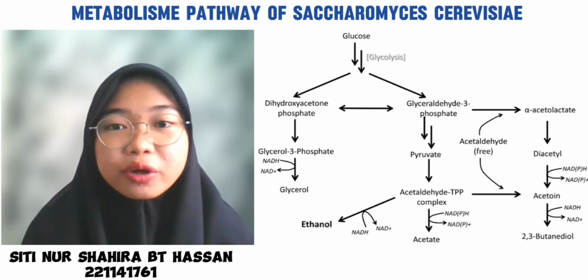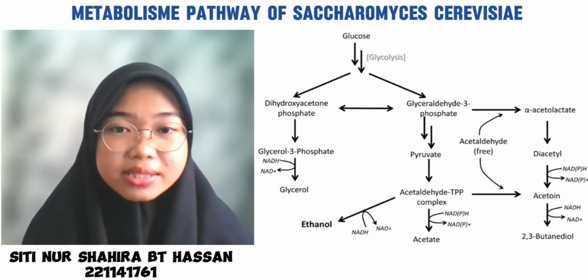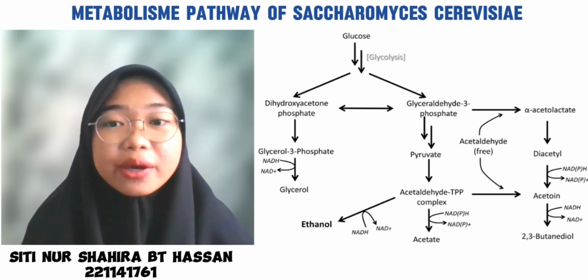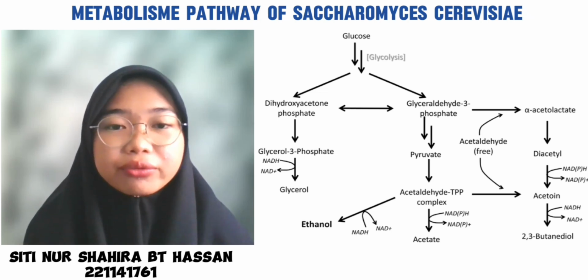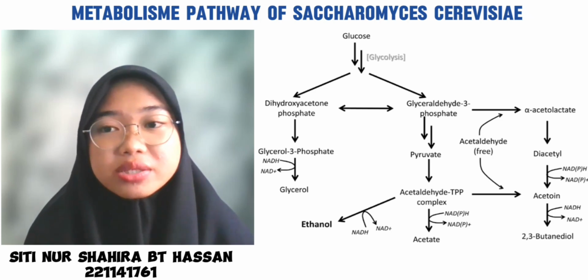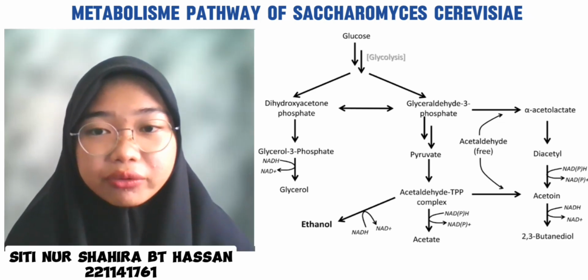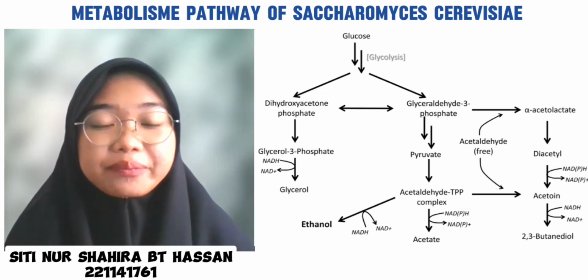Today I would like to explain about Saccharomyces cerevisiae metabolism pathway. Saccharomyces cerevisiae, commonly known as baker yeast, exhibit a complex and well-studied metabolic network. This network includes various pathways for the production of energy and biomass, essential for the yeast growth and survival. Here are some of the key metabolic pathway in Saccharomyces cerevisiae.